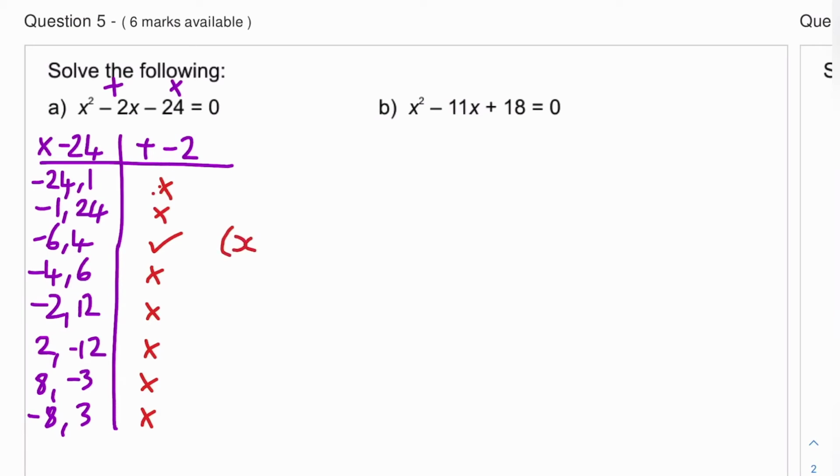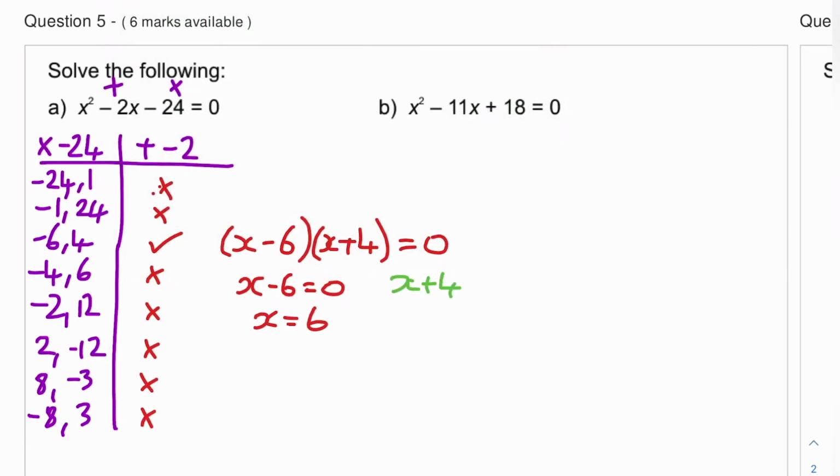So this will then give us our factorised brackets. We'd have x minus 6, x plus 4 is 0. We then need to make each bracket equal to 0. That will give us our first solution of x is 6. Make our second bracket equal to 0, and this will give us our second solution of minus 4.